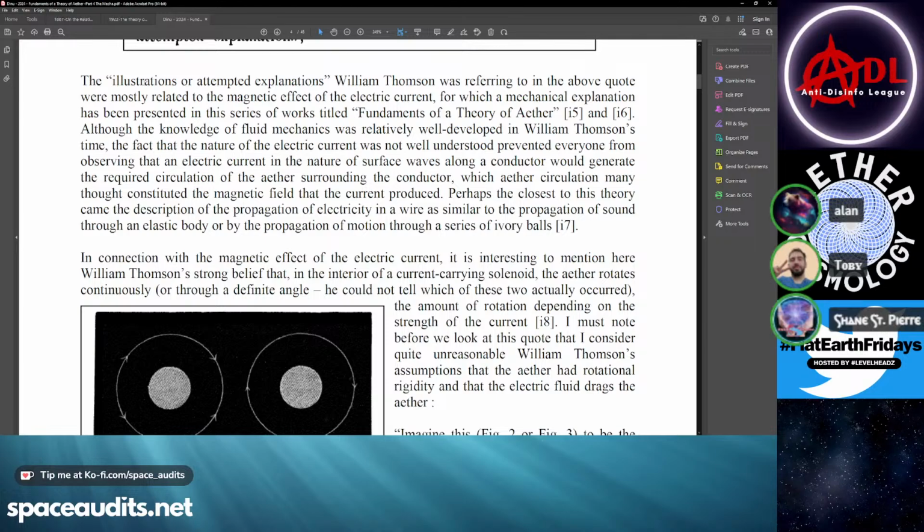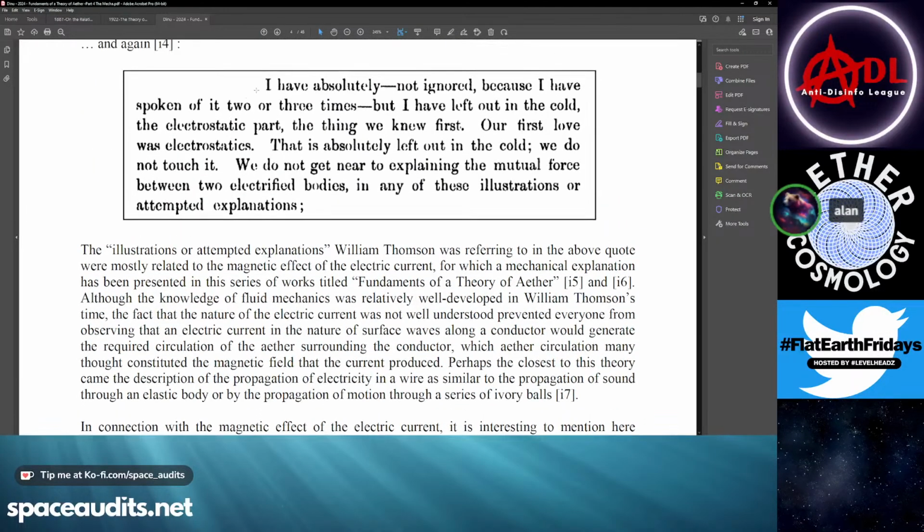The illusions or attempted explanation. Oh, just kidding. I'll read what he says. I have absolutely not ignored it, because I have spoken of it two or three times, but I have left it out in the cold. The electrostatic part, the thing we knew first. Our first love was electrostatic. He broke up with it, dude. Sucks.